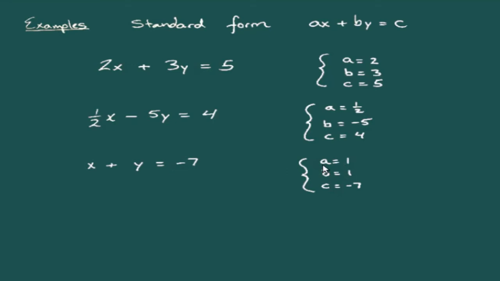So in this case, the role of a, the number that's multiplying x, is being played by the number 1. The role of b is also being played by the number 1, and the number c is actually being played by the number -7 in this case.